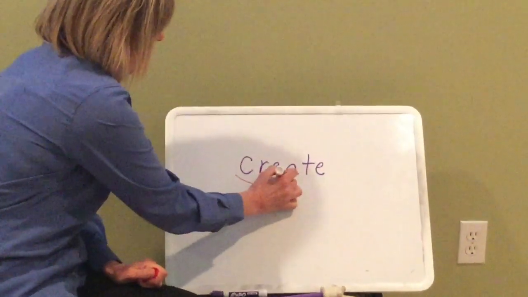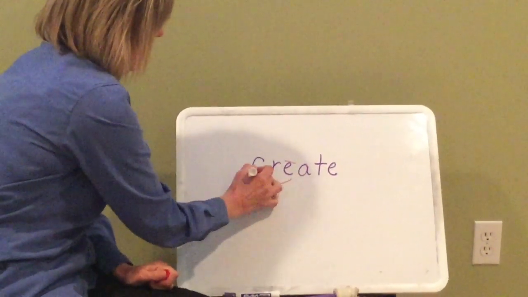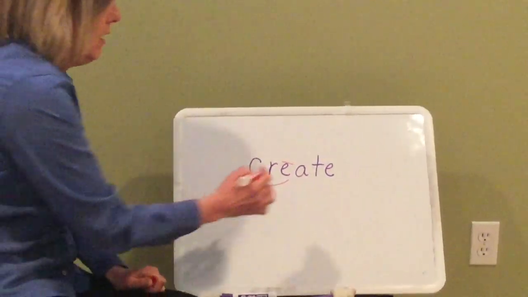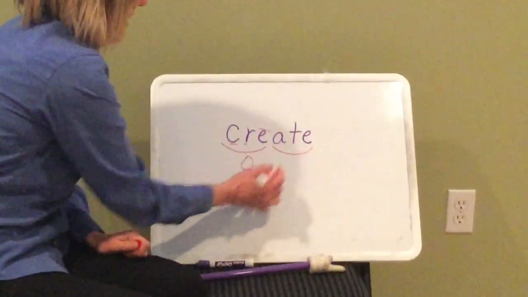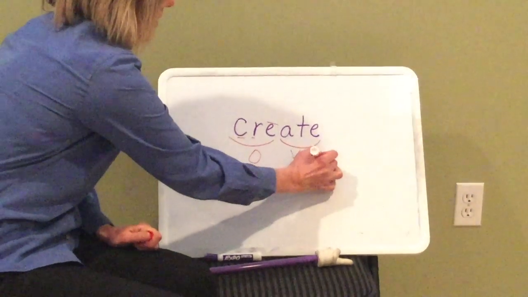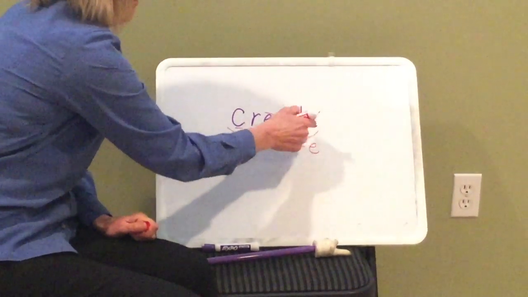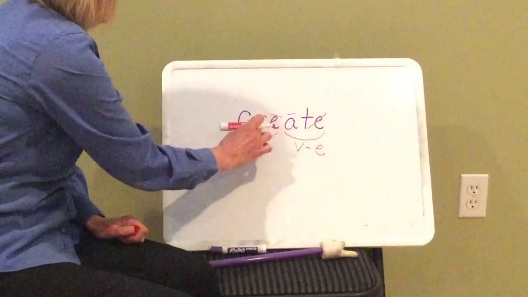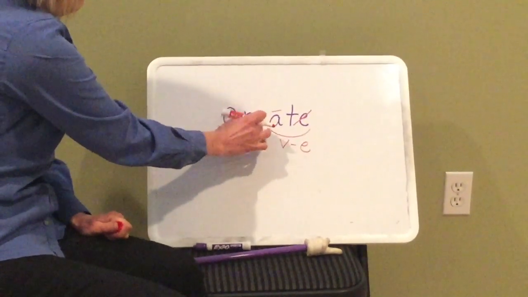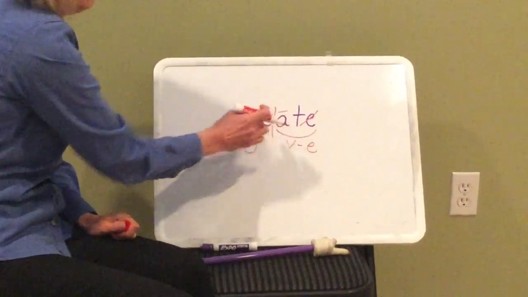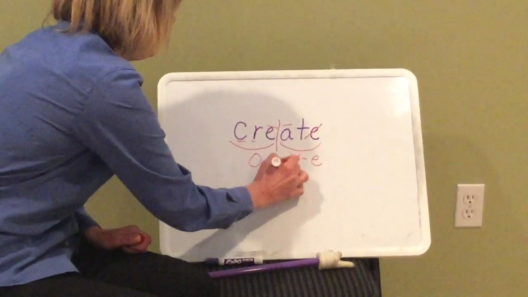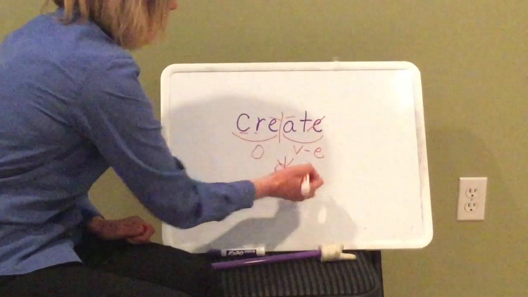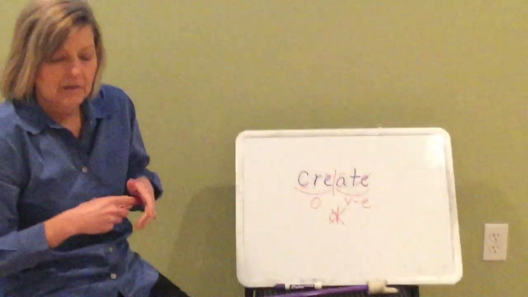We have cre, which is an open syllable. We have the CR as a blend. Okay, and then we have our second syllable, ate, which is going to be a vowel consonant E. We have the long A, the silent final E is making the A say its name. So again, it's a double vowel exception because we are separating the vowel team up. So we're going to mark it as a D with an X over it. It means a double vowel exception.